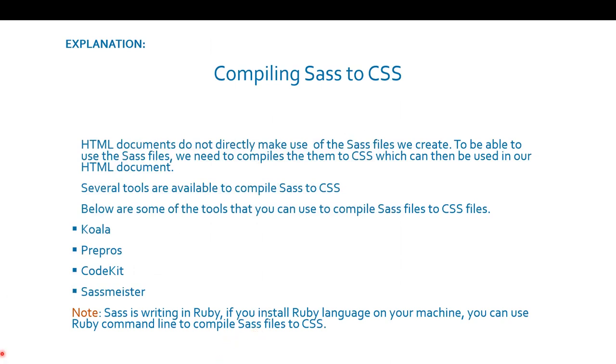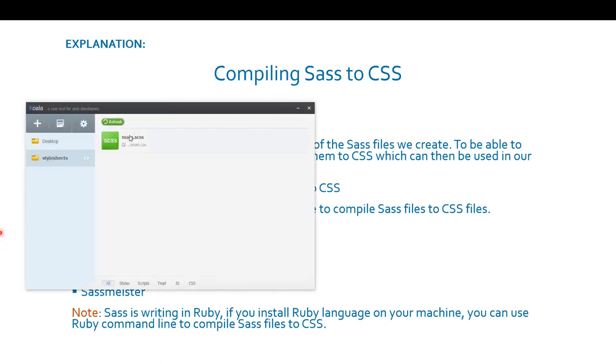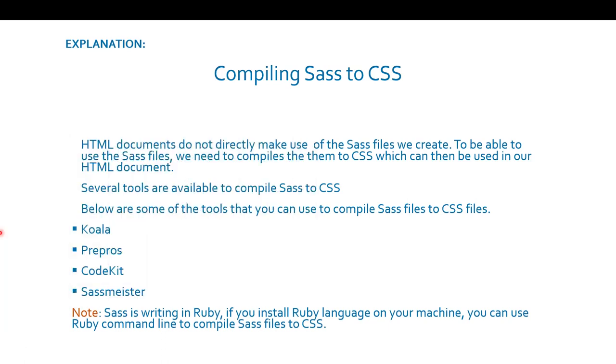If you save your file, then Koala will automatically convert your Sass code into CSS code. That's what Koala does for you. We have other tools as well. Note that Sass is written in Ruby. Because of that, if you install Ruby on your machine, you can use the Ruby command line to convert your Sass to CSS. So that's another option you can use.